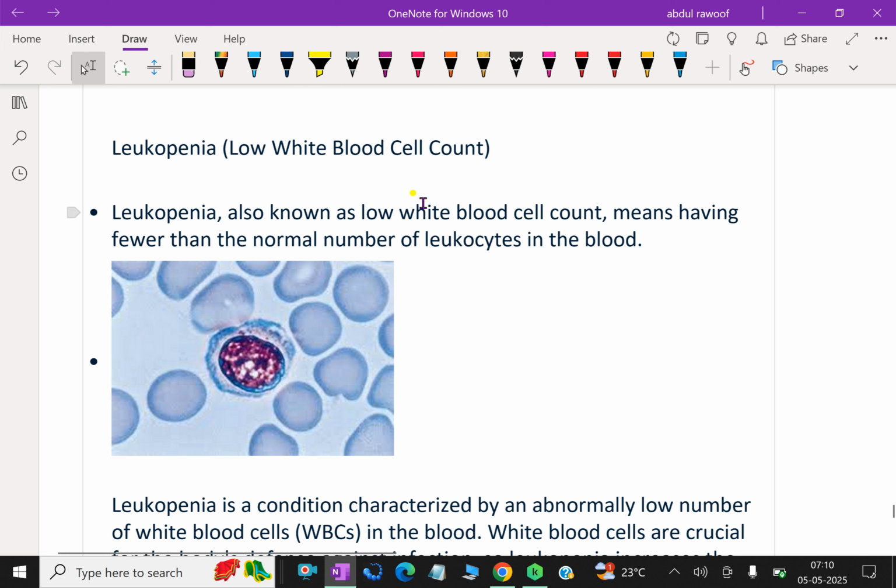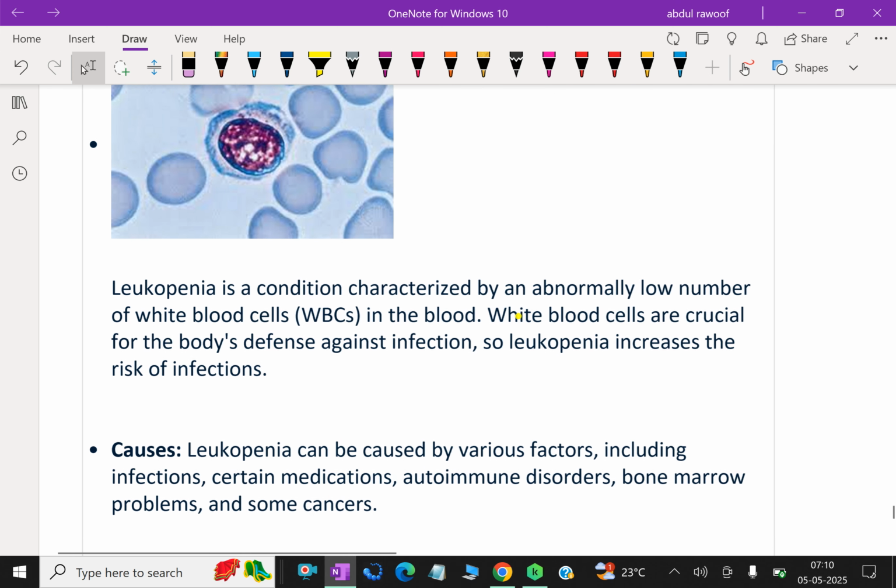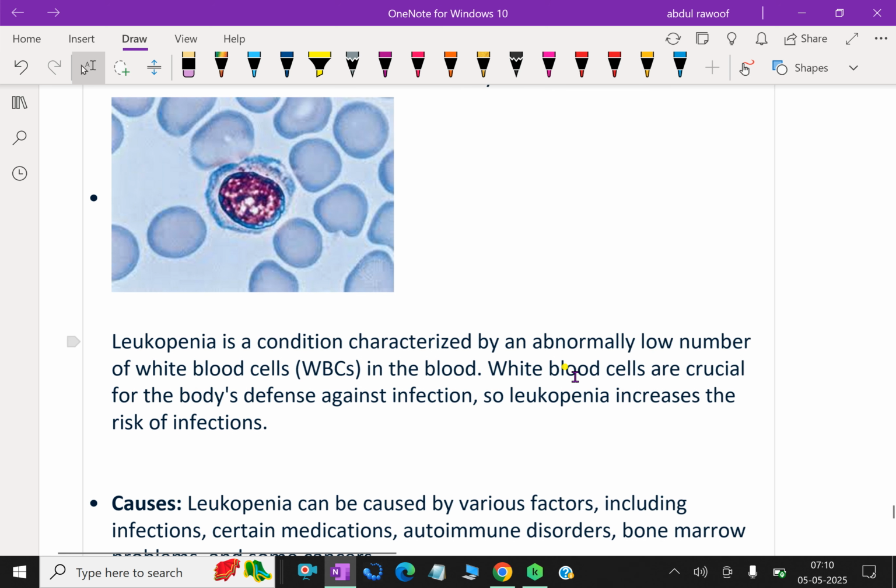Leukopenia, low white blood cell count. Leukopenia, also known as low white blood cell count, means having fewer than the normal number of leukocytes in the blood. Leukopenia is a condition characterized by an abnormally low number of white blood cells, WBCs, in the blood. White blood cells are crucial for the body's defense against infection, so leukopenia increases the risk of infections.